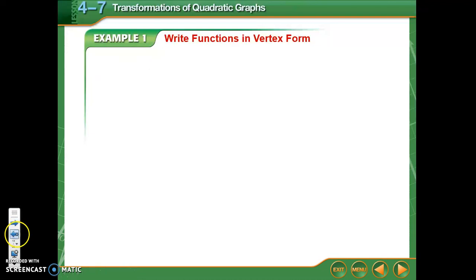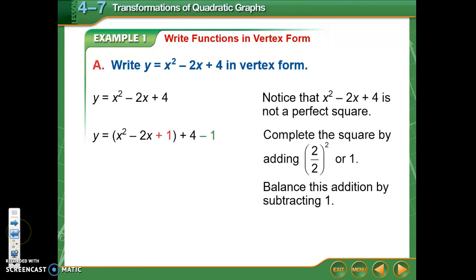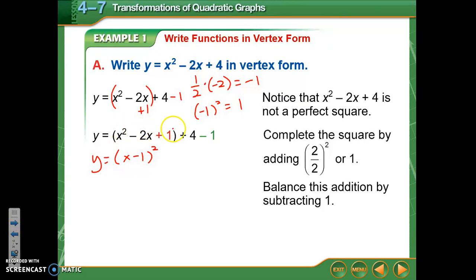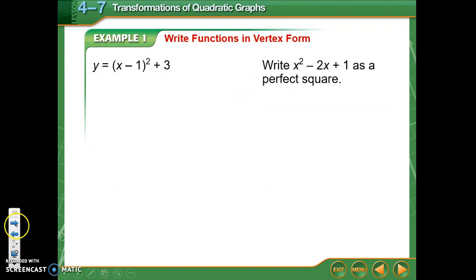So the way that this looks, let me show it to you back here. Remember that the reason we complete the square is that we are turning this side into a perfect square trinomial. So x squared minus 2x plus 1 is x minus 1 quantity squared. And then 4 minus 1 is 3. So my vertex form is x minus 1 quantity squared plus 3.